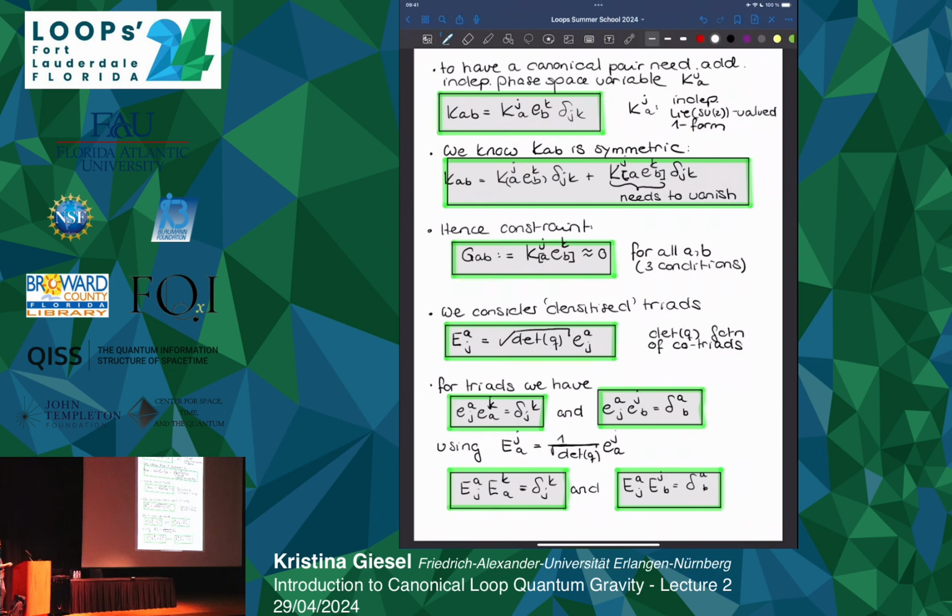Now the triads, as the co-triads, satisfy these relations here. If you contract over the spatial indices, you get a Kronecker delta in terms of the internal ones, and similarly for the internal ones. Now, if we introduce the densitized triad, the co-triad has this form, and you have similar relations.